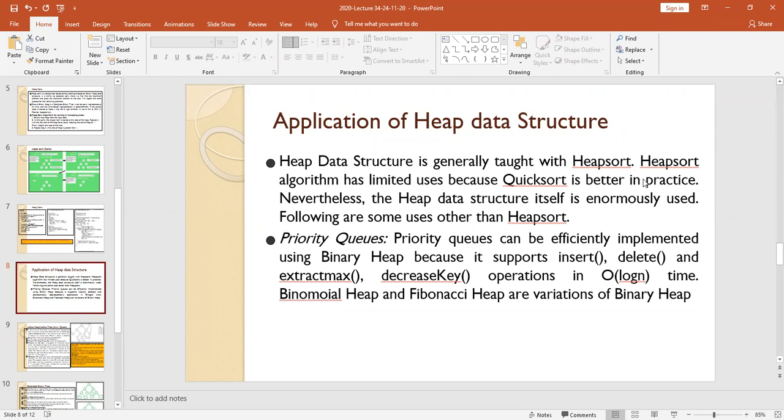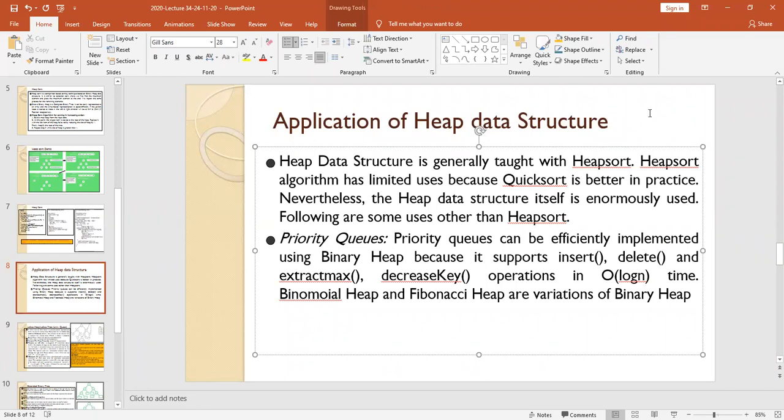Heap sort has limited uses, that means its use is limited. There are not many applications where you come across heap sort. It is of only limited use because quick sort is better in practice. Quick sort is another sorting technique we have. Compared to heap sort, quick sort is better. That's why we consider heap sort to be of limited use.